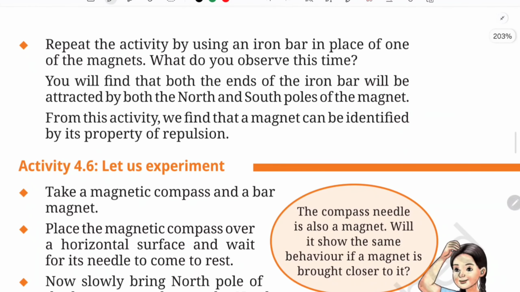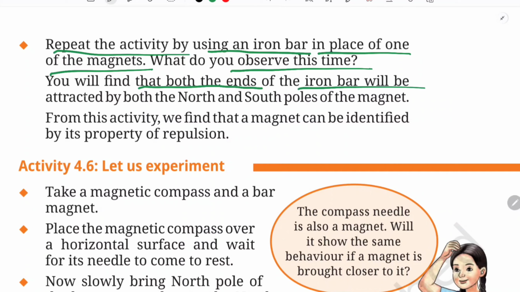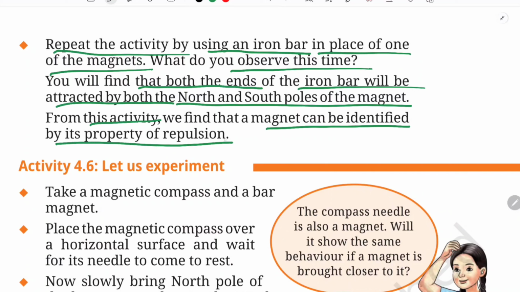Again, we are going to do the same activity, but this time using one iron bar in place of a magnet bar. We will use an iron bar and a magnet bar. That is, repeat the activity using an iron bar in place of one of the magnets. What do you observe this time? You will find that both ends of the iron bar are attracted by both the north and south pole of the magnet. From this activity, we find that a magnet can be identified by its property of repulsion.